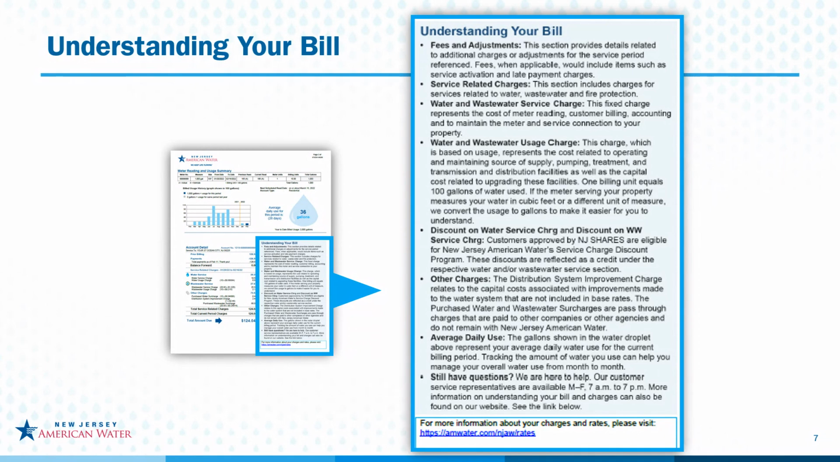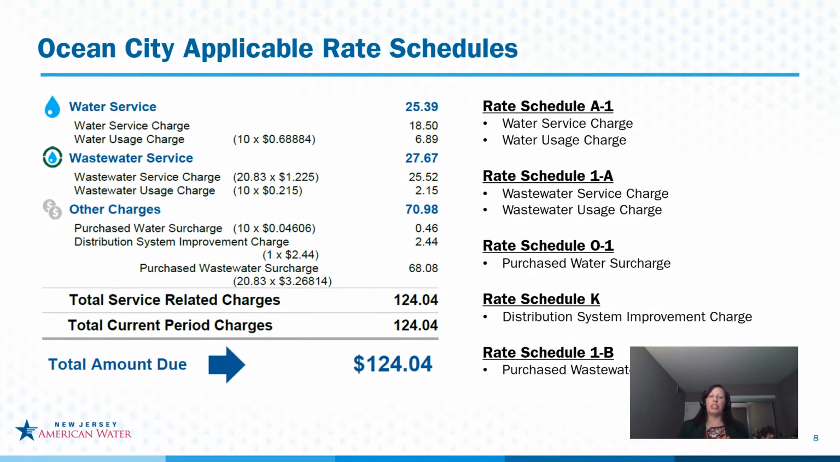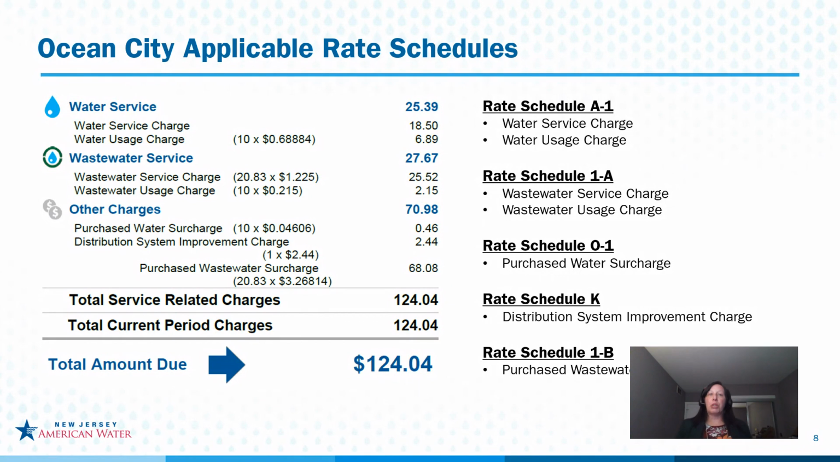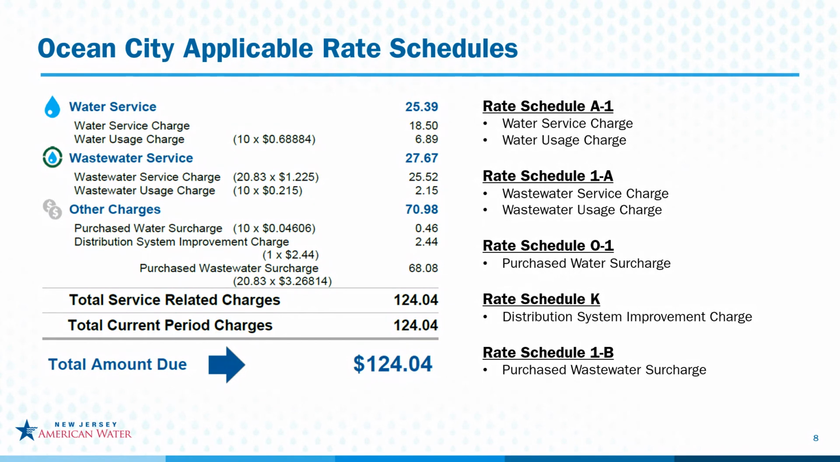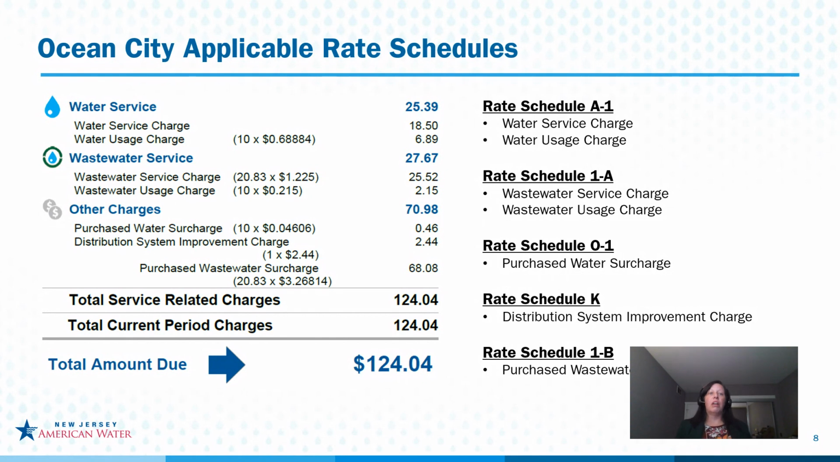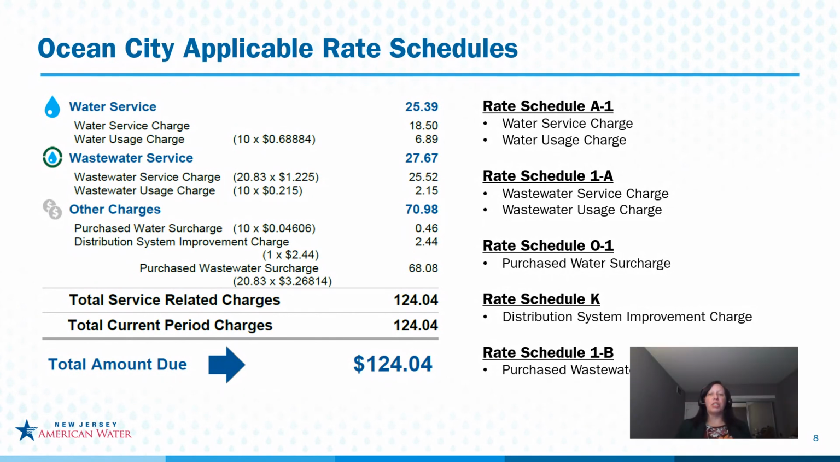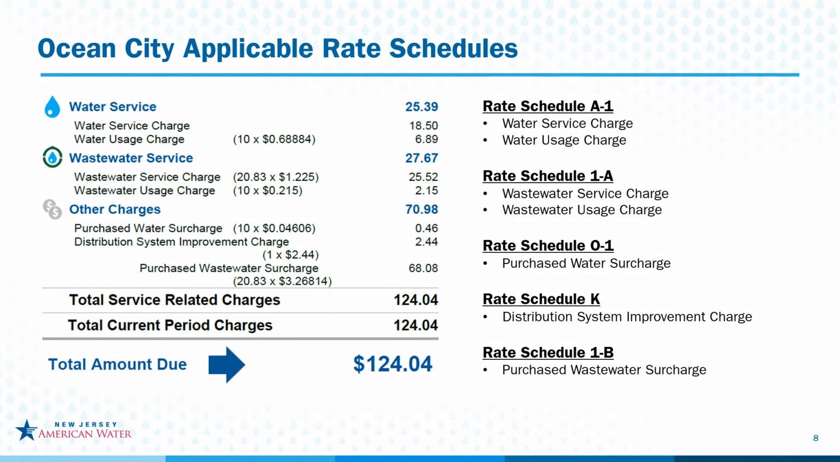So as we go to the next slide, as I mentioned, our tariff is the basis for these bill calculations. Now, there are several tariff schedules, what we call rate schedules, that are applicable to our Ocean City customers. On the left, you will see a snippet of the bill reflecting the line items charged to an Ocean City customer. And on the right is the respective tariff sheet or rate schedule that sets forth those charges.